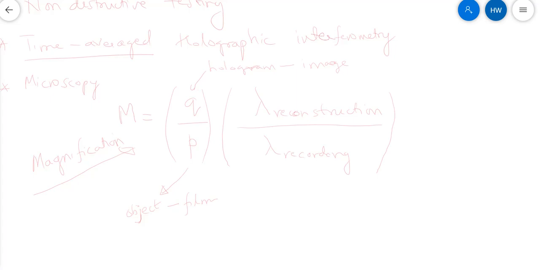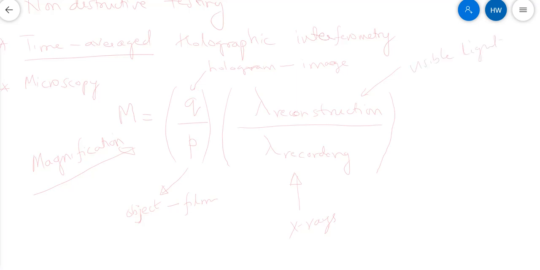But now you can play around with the wavelength of recording and the wavelength of reconstruction. So imagine that the hologram is recorded, for example, in X-rays. It is being viewed, reconstructed, for example, with visible light.